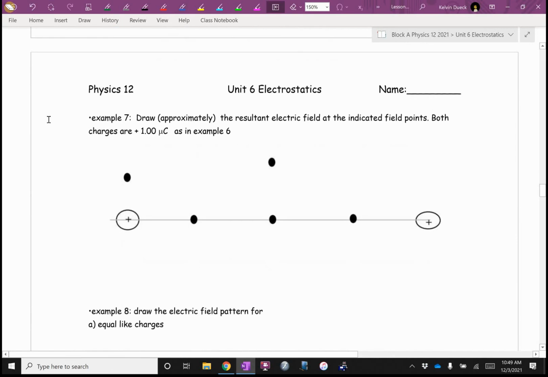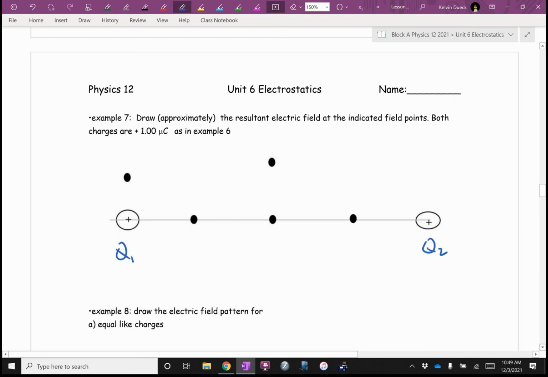Example 7 says, draw approximately the resultant electric field at the indicated field points. Assume both charges are positive 1 microcoulomb, like the example we just did. Okay. I'm going to do these weird ones last. In fact, I'm going to start dead center. Let's call them Q1 and Q2.